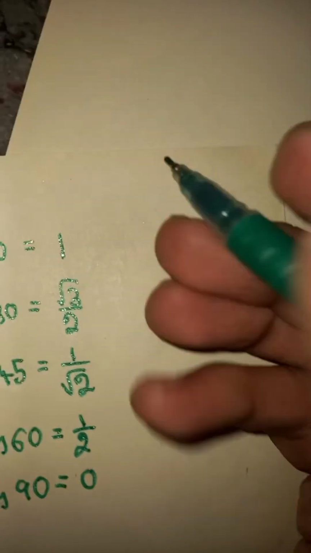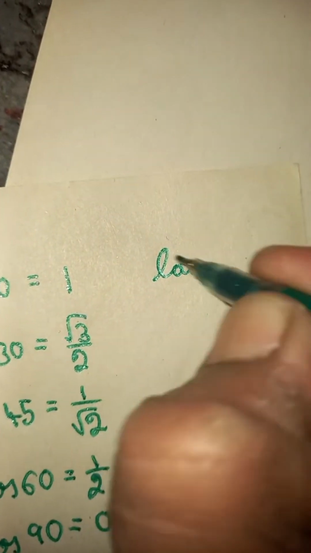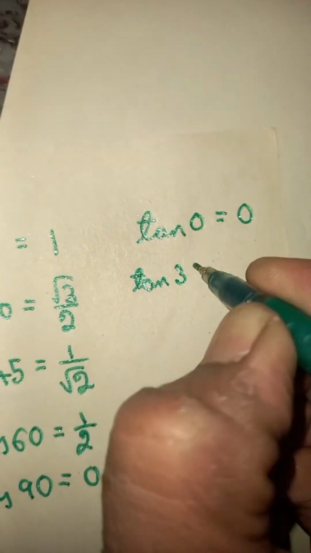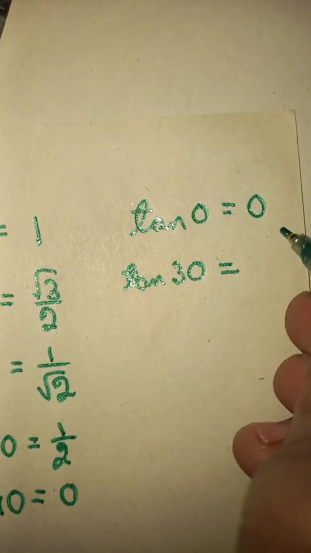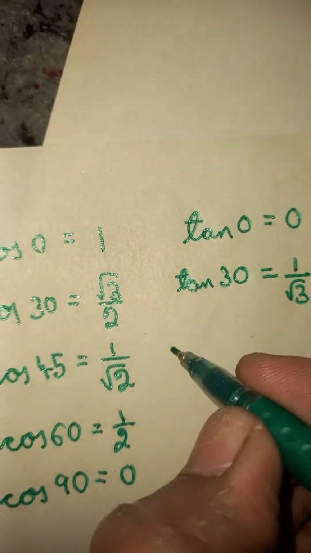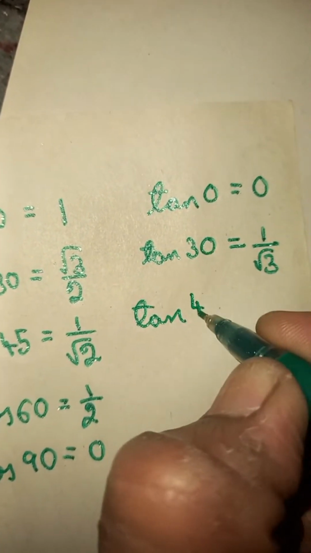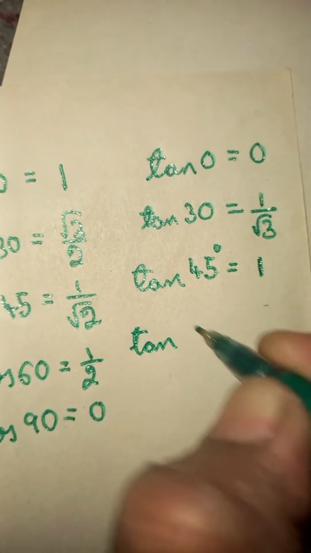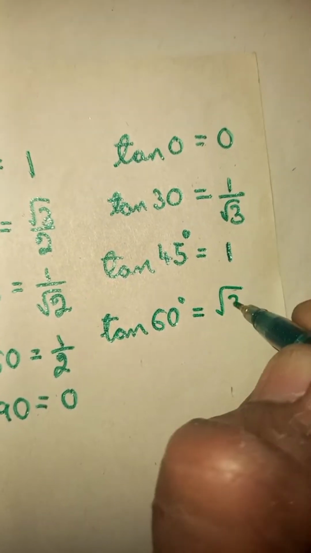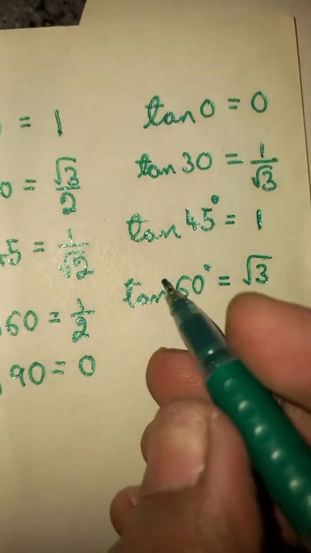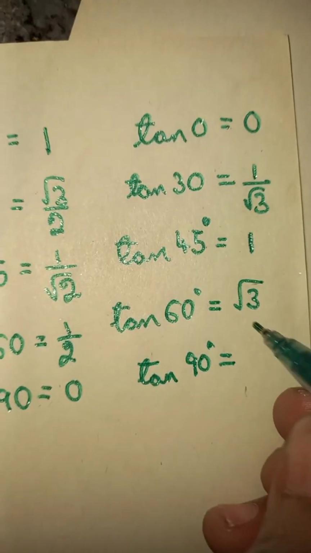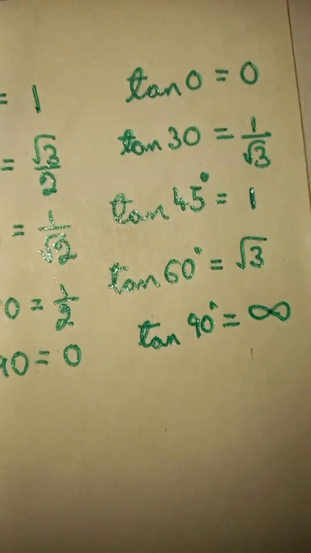Let's find out different values in the tan. Here you can find it out. Tan of 0 will be equal to 0 itself. Tan of 30 degree will be equal to 1 by root 3, tan of 45 degree will be equal to 1, tan of 60 degree will be equal to root 3, and tan of 90 degree is going to be equal to infinity.